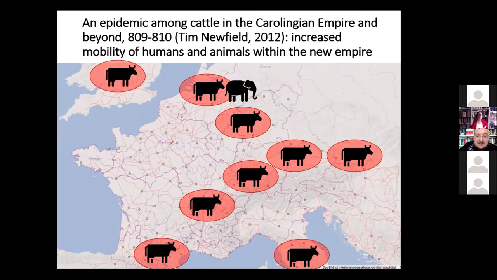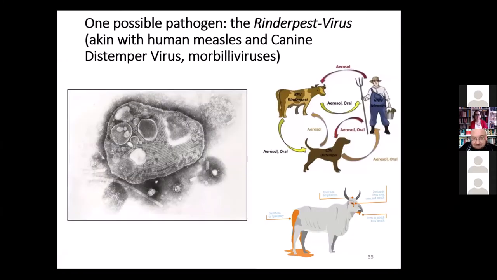We can also imagine that the spread of this disease was eased by the increased mobility of humans and animals within the new empire of Charlemagne. So we already learned that animals and humans were mobilized for the campaign against the Danish. And we know there was an increased exchange of people and of objects and of animals during campaigns and for other purposes across the new realm of Charlemagne. And this may have eased also the spread of this pathogen. However, it may have originated from beyond the borders of the empire.